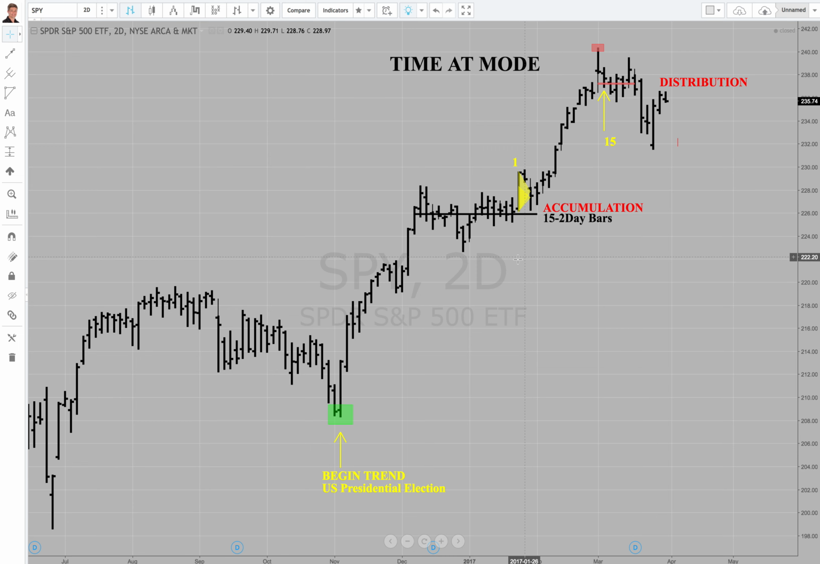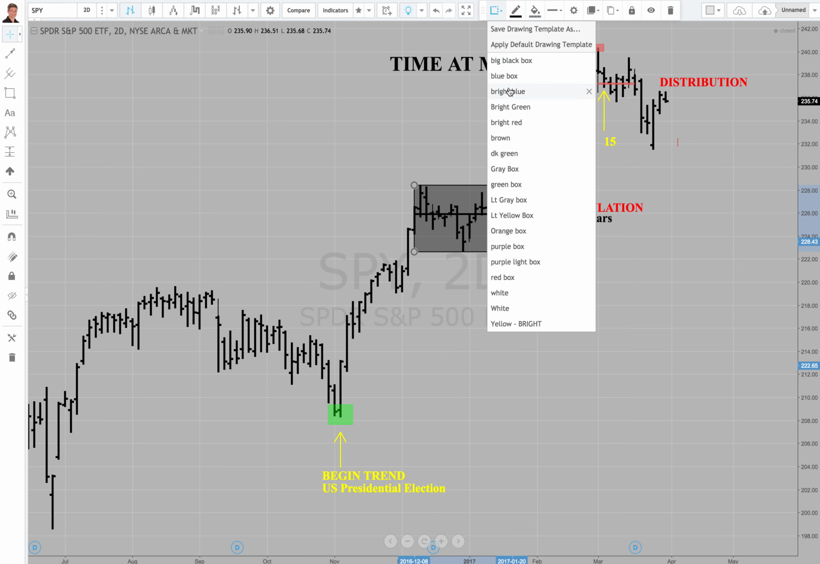And so the additional point: in addition to the time dimension, there's a price dimension. The fascinating part is you get a price projection by measuring the price range around the bars that touch the mode, and then add that range to the mode itself to get an upside projection. For example, we measure the price action from everything that touches the mode between the start and end of the pattern. Let's go to bright yellow.